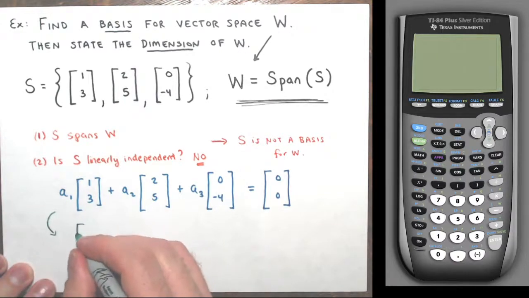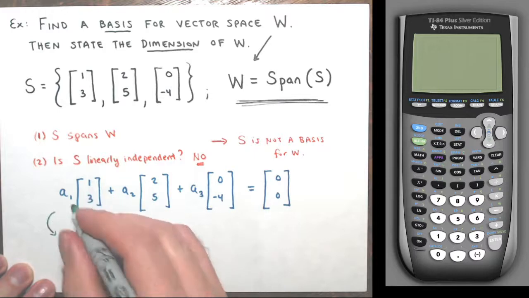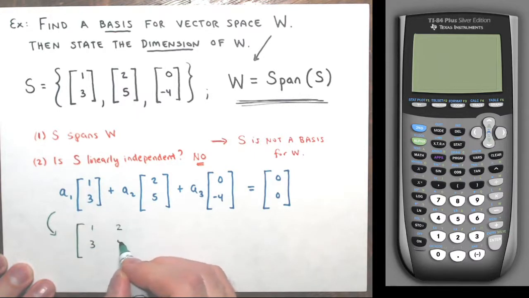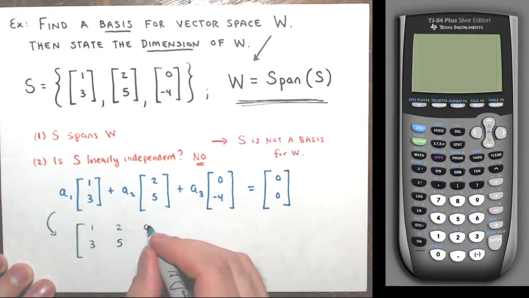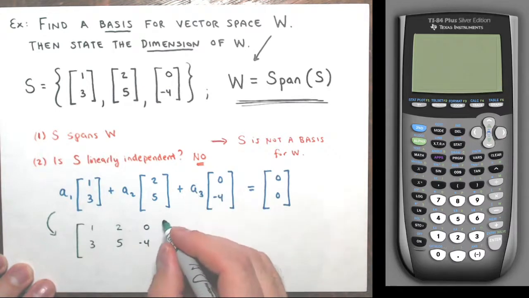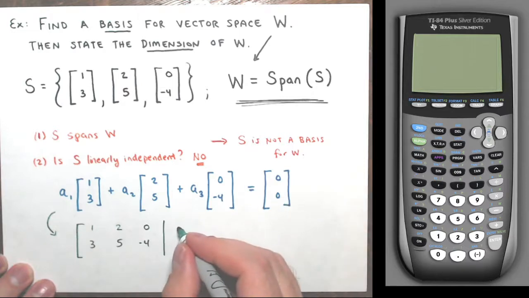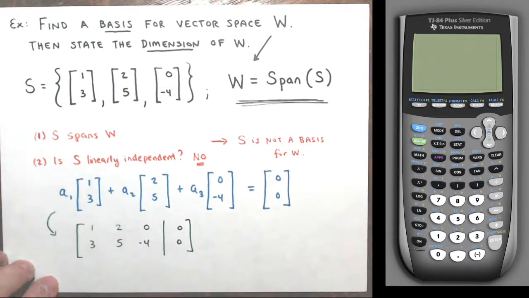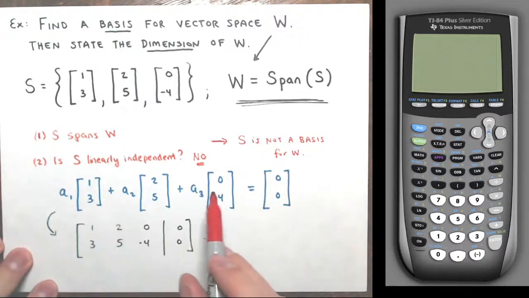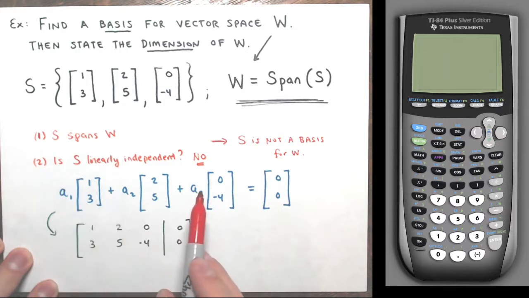So you'd have a matrix for the system with (1, 3) down the first column, the coefficients of A1, (2, 5) down the second column, the coefficients of A2, (0, -4) down the third column, the coefficients of A3, then a little bar, and on the other side, where the equal sign is, you have (0, 0). And as I've said in other videos, if you've been watching, and if not, don't worry about it, I'm going to say it again here. I'm going to try to solve for A1, A2, A3. And if (0, 0, 0) isn't the only solution, then they're dependent. But if (0, 0, 0) for A1, A2, A3, that trivial solution, is the only one, then they're independent.